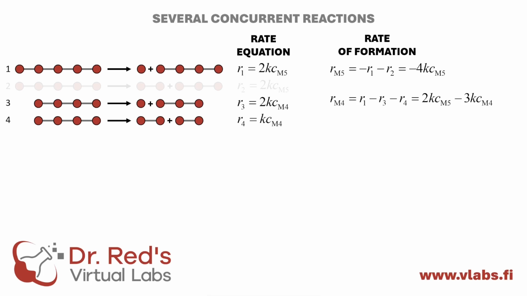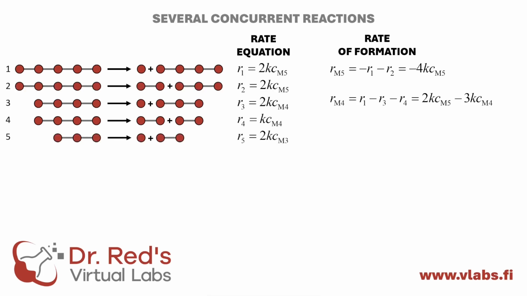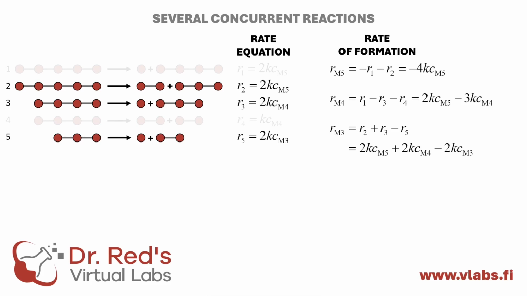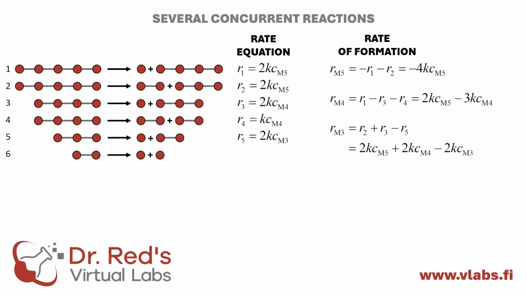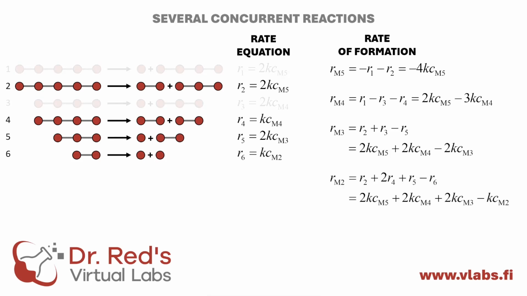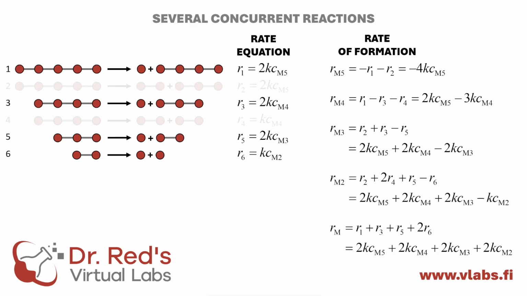To find M4's formation rate, we observe it's formed in 1 reaction and consumed in 2. The trimer, M3, is formed in 2 reactions and consumed in 1. 3 reactions produce the dimer, M2. Reaction 4 yields 2 M2 molecules, so we include the stoichiometric coefficient 2 in the rate of formation. The monomer, M, is stable. A single monomer is formed in reactions 1, 3, and 5, whereas 2 monomers are formed in reaction 6.